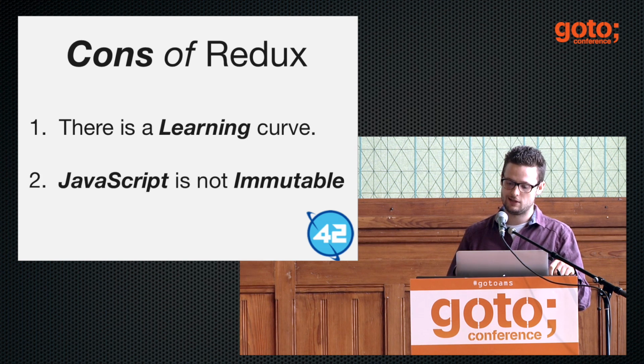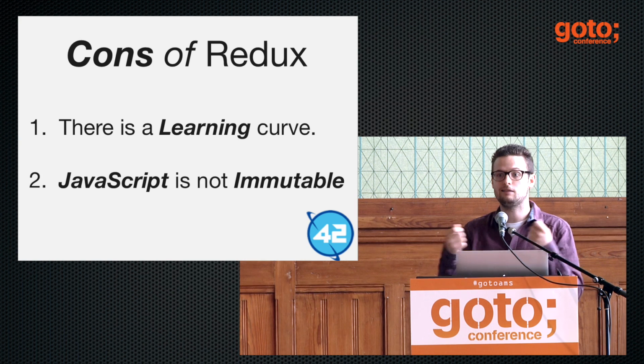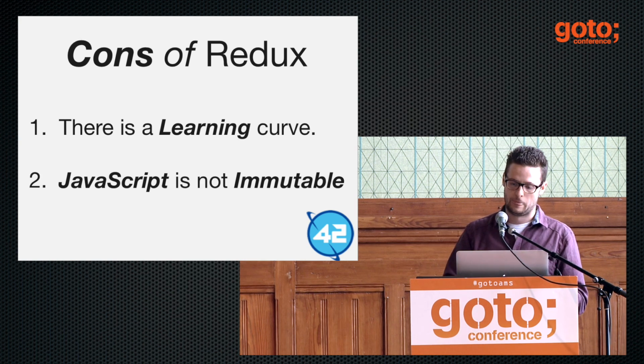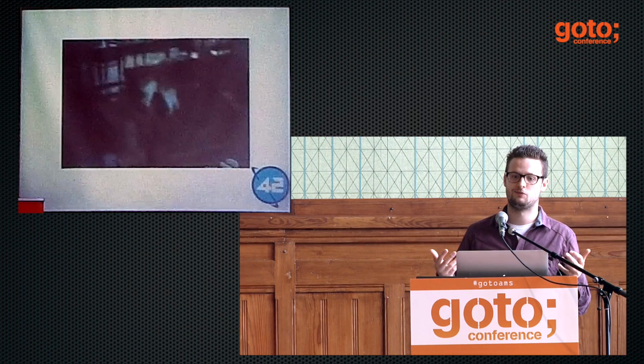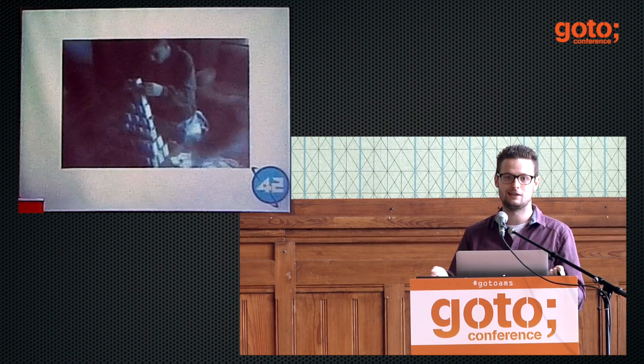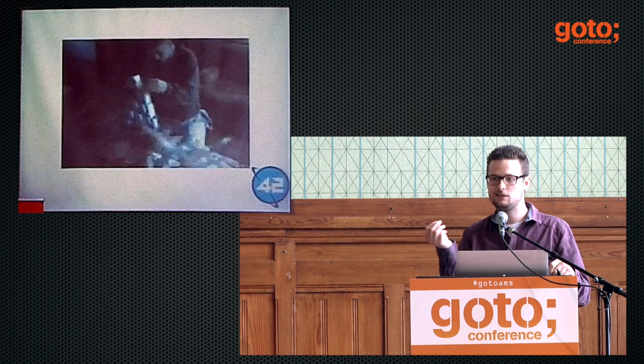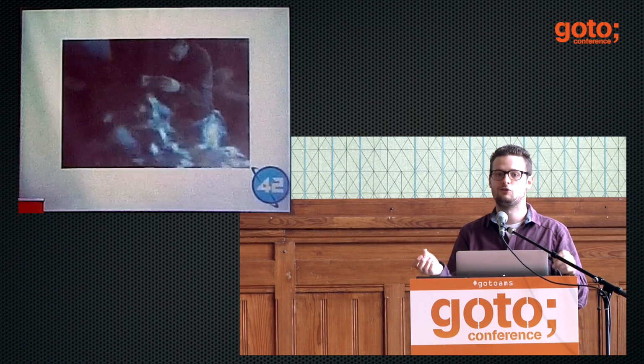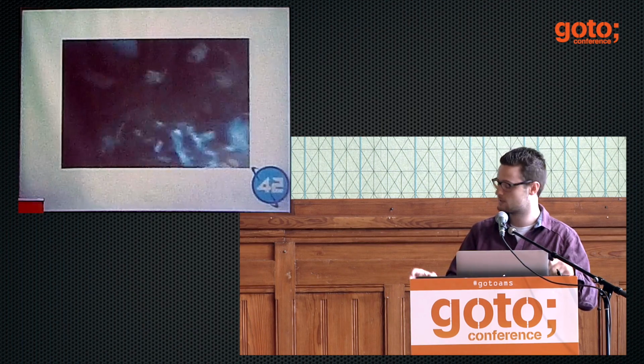The second con is a little bit more insidious, and that has to do with the fact that JavaScript is not immutable by nature. JavaScript allows you to change variables. So if you, by accident, do something in your reducer that accidentally changes the state, then your whole application will fall down like a house of cards, because Redux does not accept you mutating the state. So you have to be really disciplined when writing your reducers to make sure that you don't accidentally manipulate state.